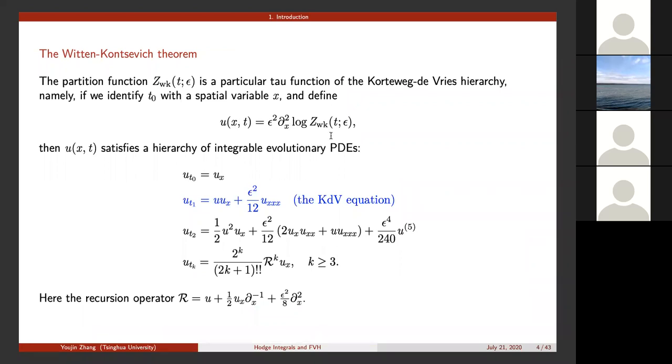So if we use this U, then this U and the tau is precisely given by this relation, if we replace Z by this tau.